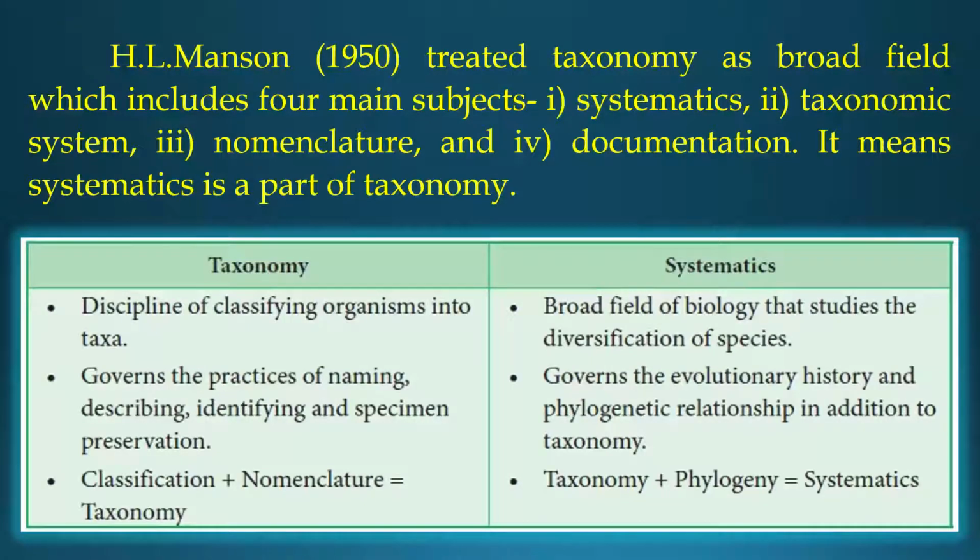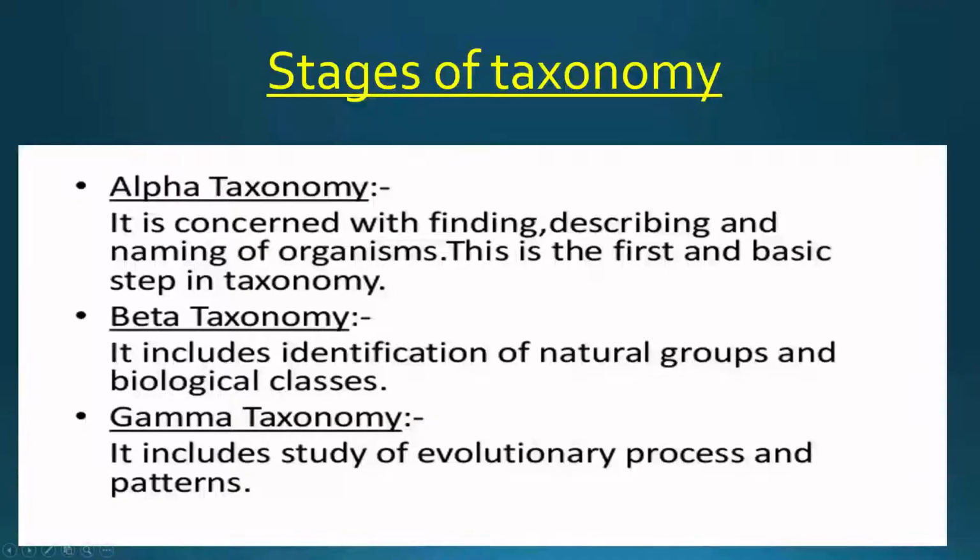Okay. Next, the stages of taxonomy. In the stages of taxonomy, first one is alpha taxonomy, then beta taxonomy, then gamma taxonomy. Another one is omega taxonomy. Here, three important taxonomical stages we mention.